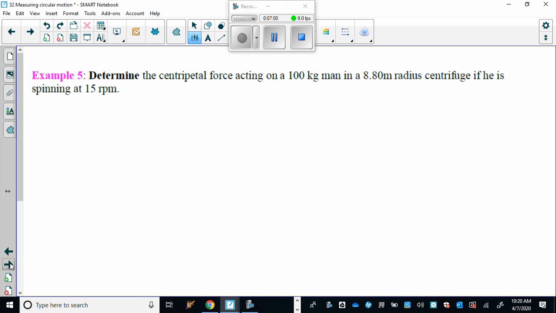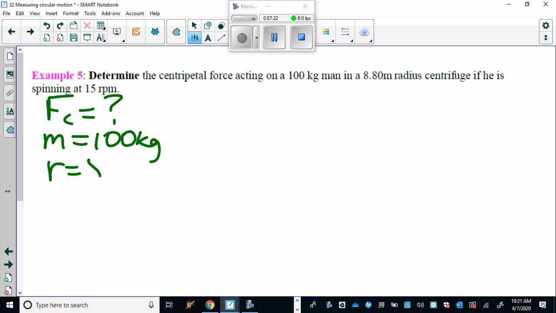Continuing on, the last example is: determine the centripetal force acting on a 100 kilogram mass in an 8.8 meter centrifuge if he is spinning at 15 RPMs, or 15 revolutions per minute. So we want to find the centripetal force. We have the mass, we have the radius, and what do we have here? 15 RPMs. It's just a unit of a frequency or a period. So let's convert it to one of those.